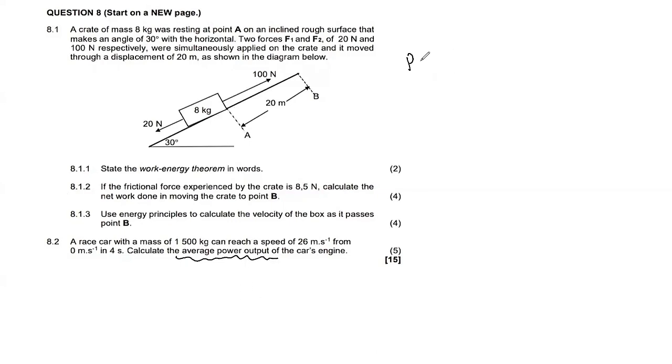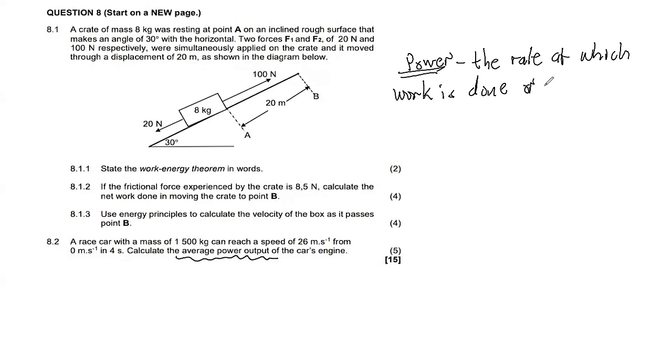Now, before we calculate that, let me first start by giving you the definition of power. We say power is the rate at which work is done, or energy is dissipated or transferred. So the word dissipated means transferred, right? So this is the rate at which work is done or energy is dissipated.